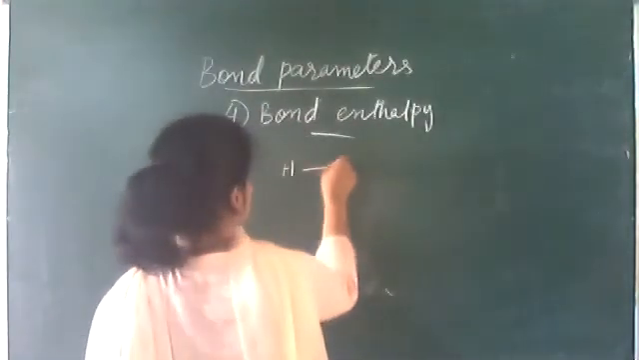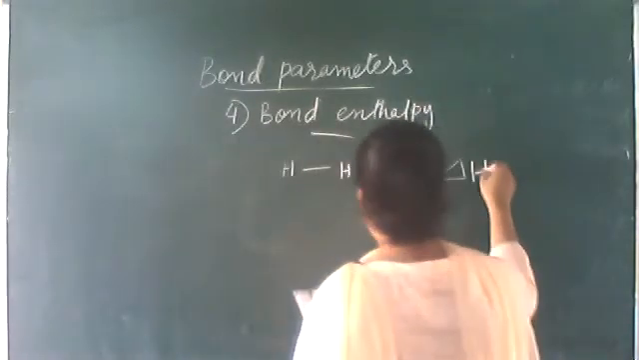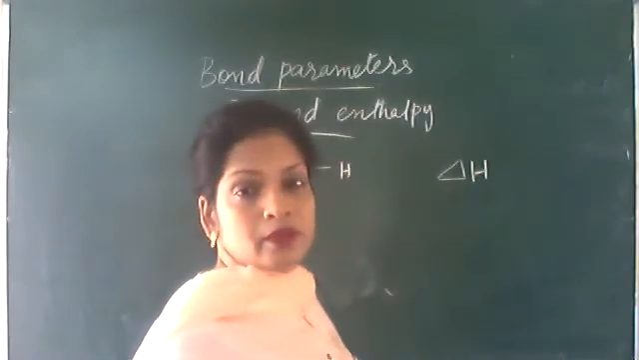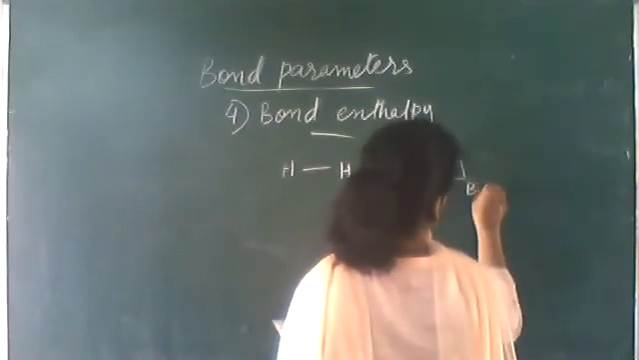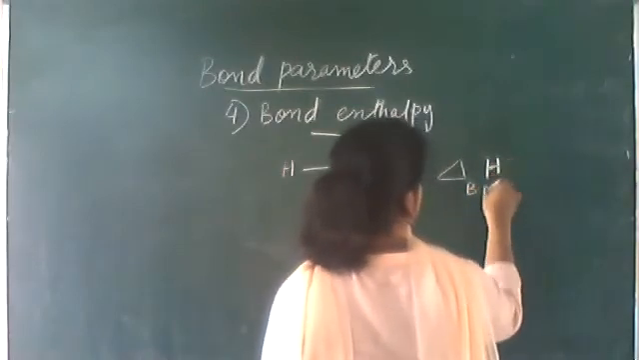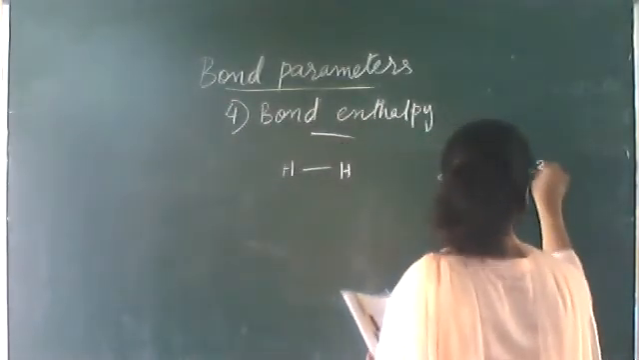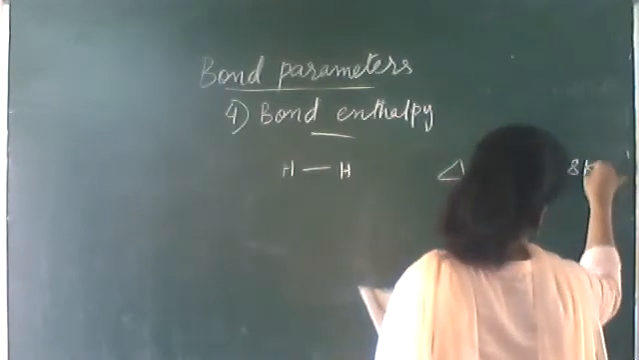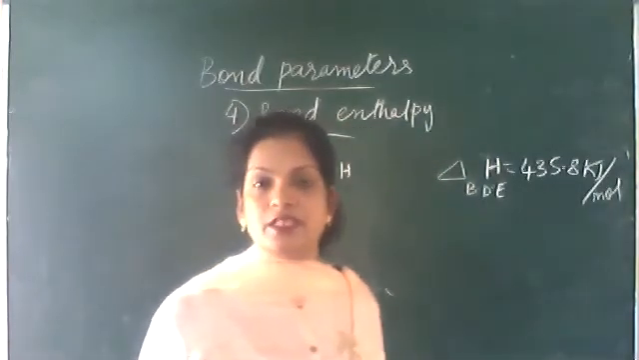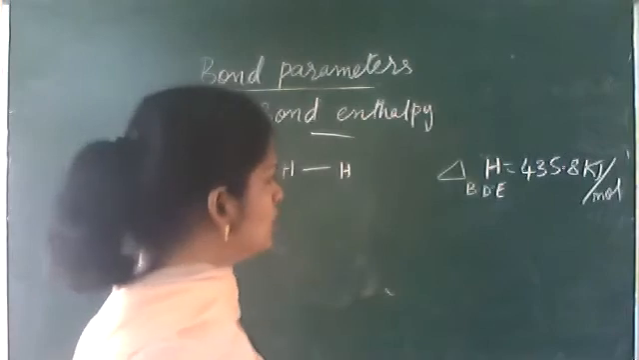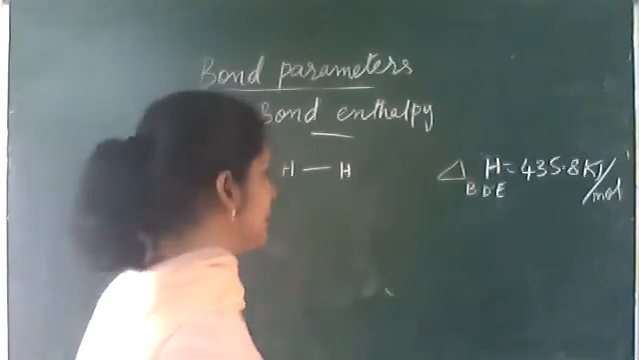H–H, a single bond. The amount of energy required, the bond enthalpy, we write in terms of delta H BDE. This is the bond dissociation energy, suffix BDE, which is equal to 435.8 kilojoules per mole. You can simply write delta H, but if you write BDE, it is more clear.